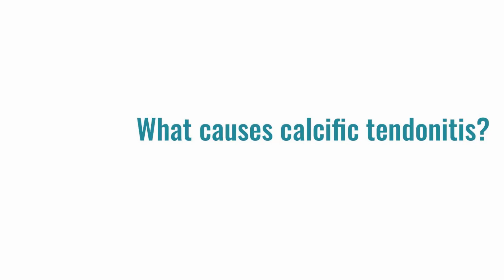Why do we get calcifications in our tendons in the first place? What causes it to happen? The researchers aren't really sure yet. The main theory is that you injure your tendon and then something interferes with the natural healing process, and that causes the body to form calcifications. But they're not quite sure what can interfere with the healing process.